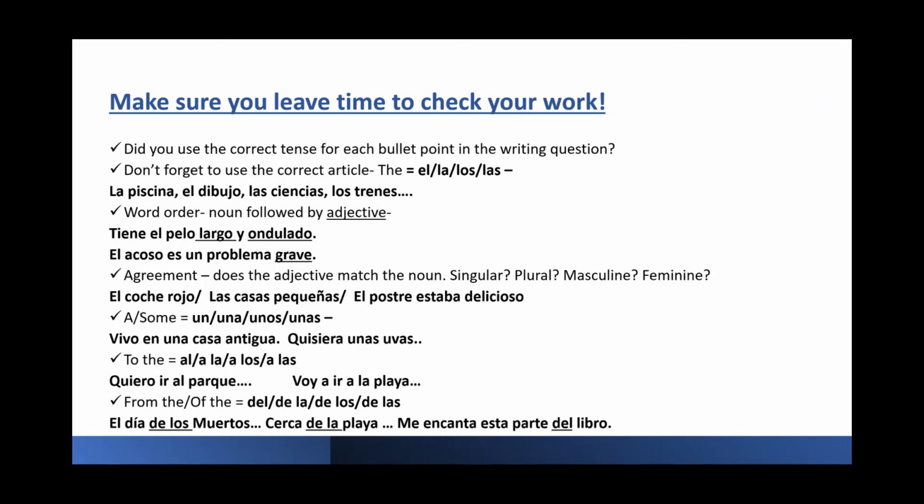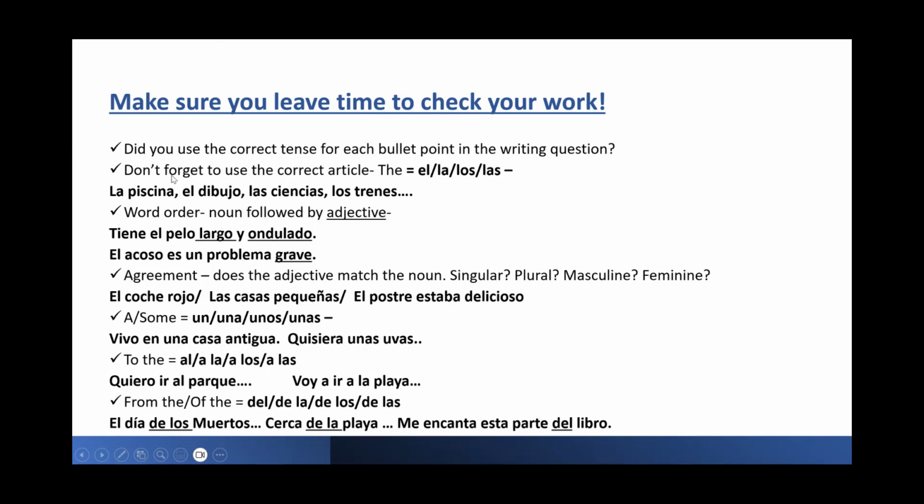Did you use the correct tense for each bullet point in the writing question? Make sure you have. So maybe just reread the question, the bullet points, just double check that, because that's a mistake that some people do. Don't forget to use the correct article. So el, la, los, las, yeah. So la piscina, yeah. El dibujo.